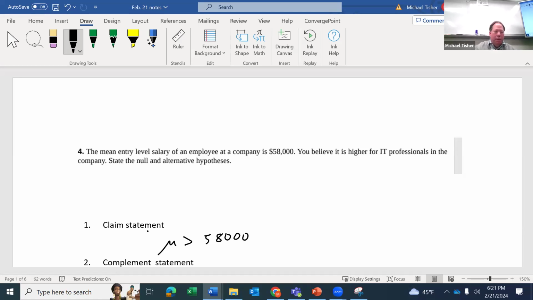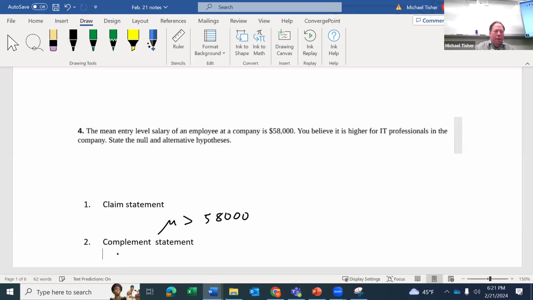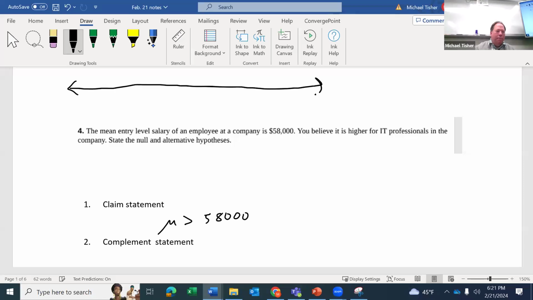Now next we have something called the complement statement. Let me try to explain what that means. To understand this, sometimes it might be better to make a number line, and then we're going to graph the claim statement. So in general, we have 58,000. And then I want to shade greater than 58,000.